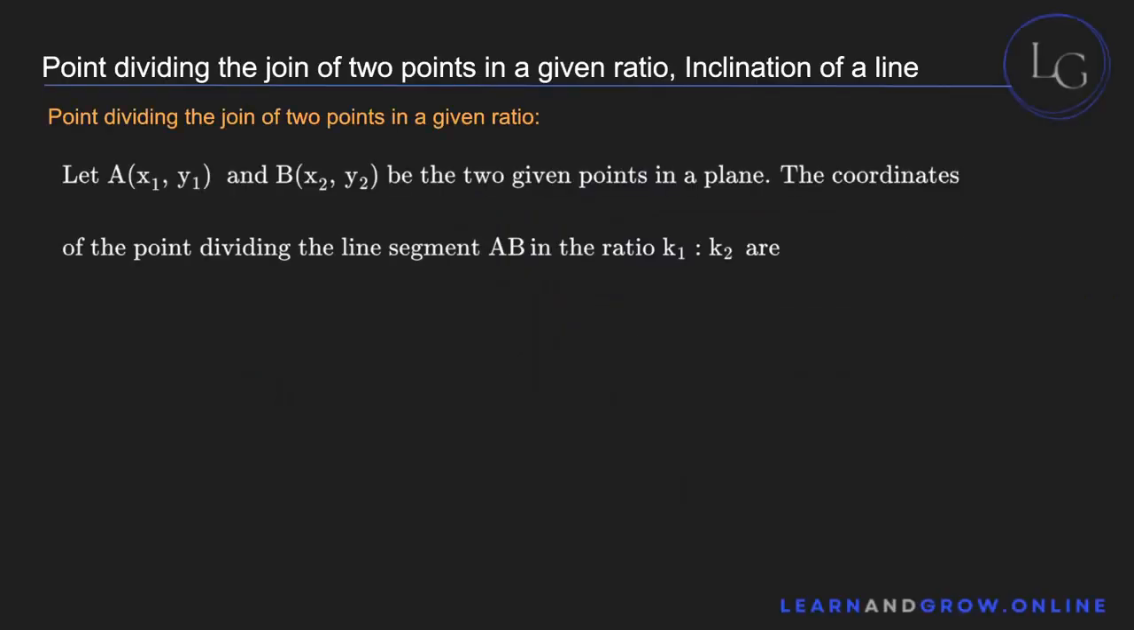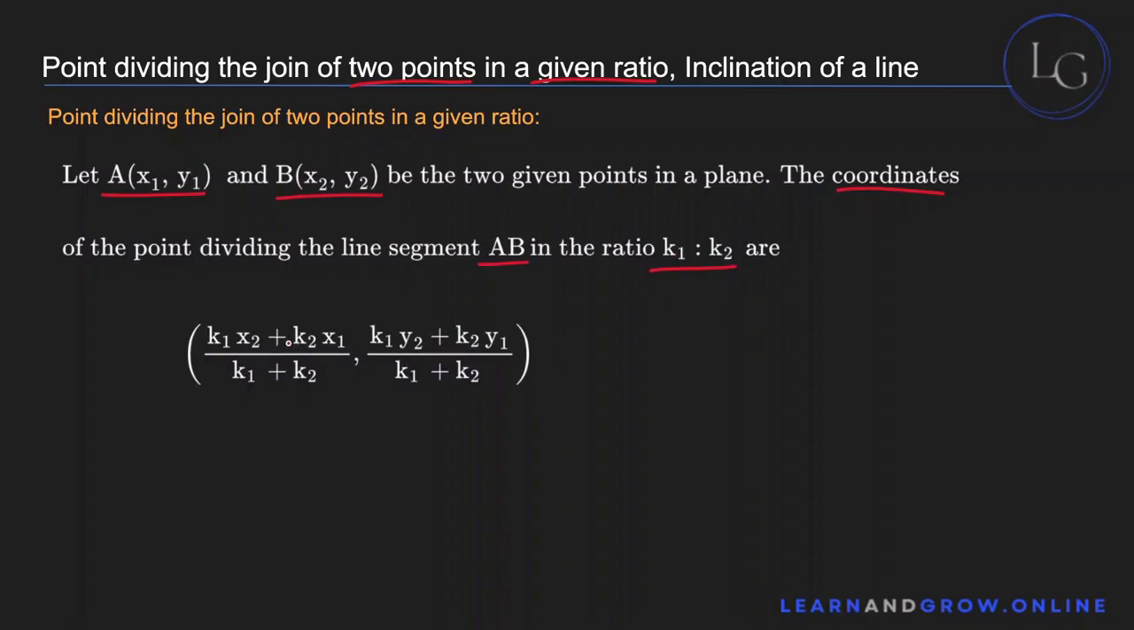Now, let's see how we can find the coordinates of a point dividing the join of 2 points in a given ratio. So let's say you have a point A and a point B, right? And if you have to find the coordinates of a point that divides the line segment AB in this ratio, you can find the coordinates of that point using this method, right?